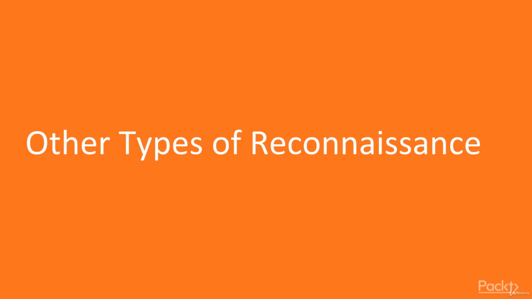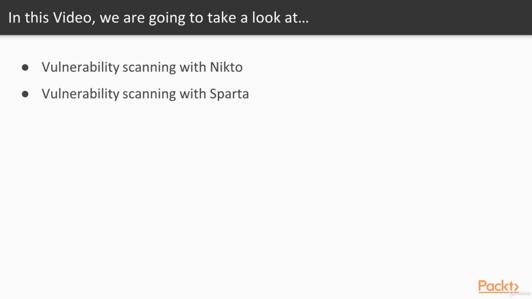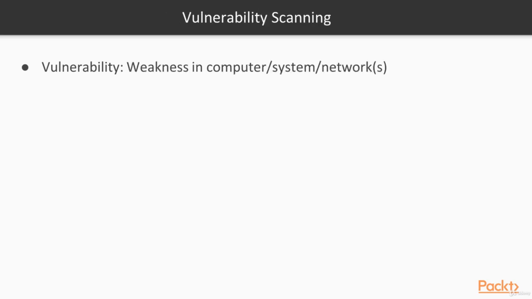Welcome to Ethical Hacking for Beginners, Other Types of Reconnaissance. In this video, we're going to take a look at vulnerability scanning with a program called Nikto and vulnerability scanning with another program called Sparta. Let's talk a little bit about vulnerability scanning.